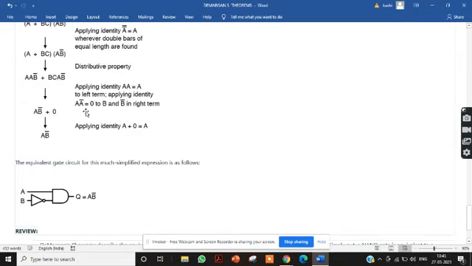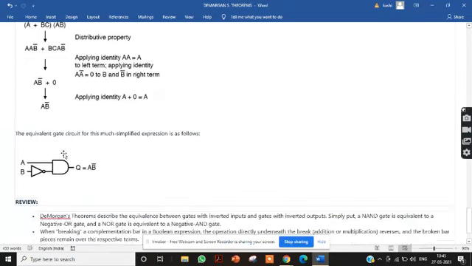So what are the important identities you have to remember? A into A bar becomes 0. A bar whole bar becomes A, and A into A becomes A. Now A plus 0 becomes A, so this AB bar plus 0 becomes AB bar. The equivalent gate circuit can be written as follows: you want to invert B, so we use a NOT gate, and A and this input are multiplied, so you use the AND gate. So Q is equal to AB bar.